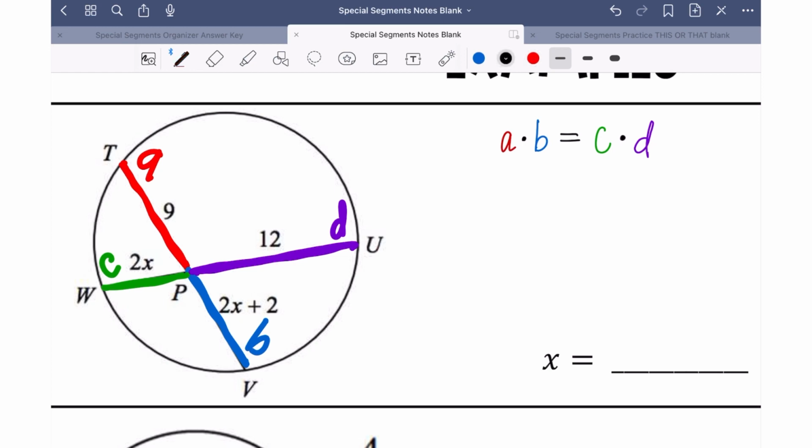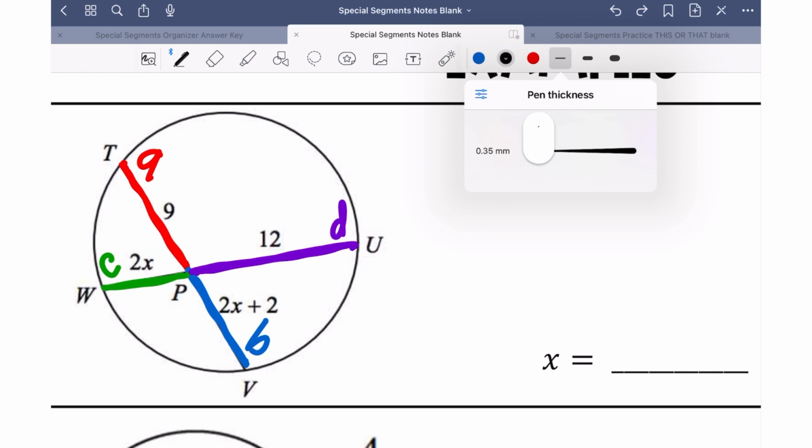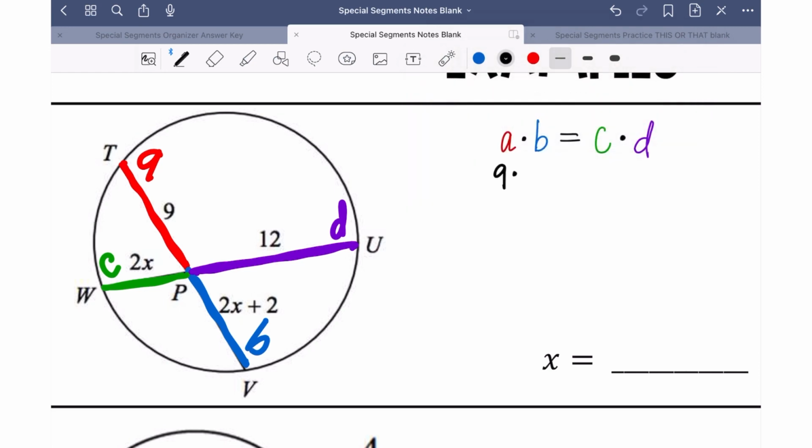So I'm going to switch to black now. And for A, my value is 9. 9 times my B value, which is an expression that has two terms, so just use parentheses, 2x plus 2. And that should equal the other parts of the segment multiplied together, which is 2x times 12. Okay? So see how, since it's multiplication, it doesn't matter what order you put it in. We're still going to be multiplying the two parts of the segment. And then now it's just algebra.